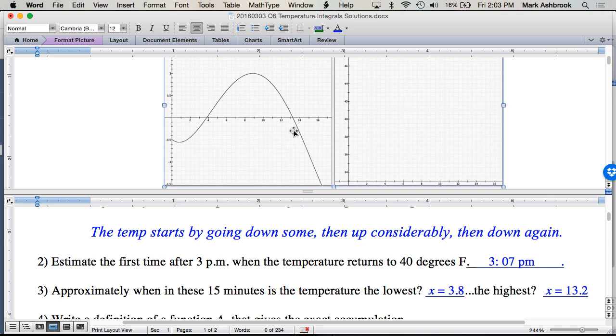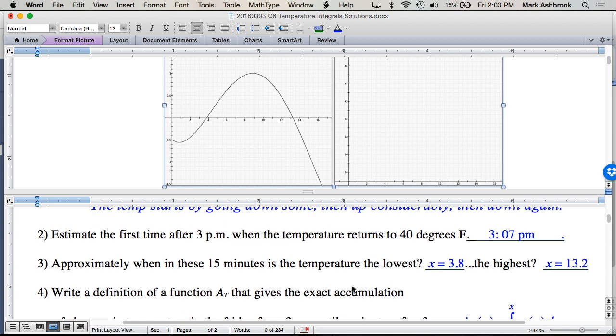Okay, and then the highest would be, like I said, you have all this increase, which is greater than this decrease. So around 313, or 13.2 for x. Okay. Good so far? Okay, yeah, please.